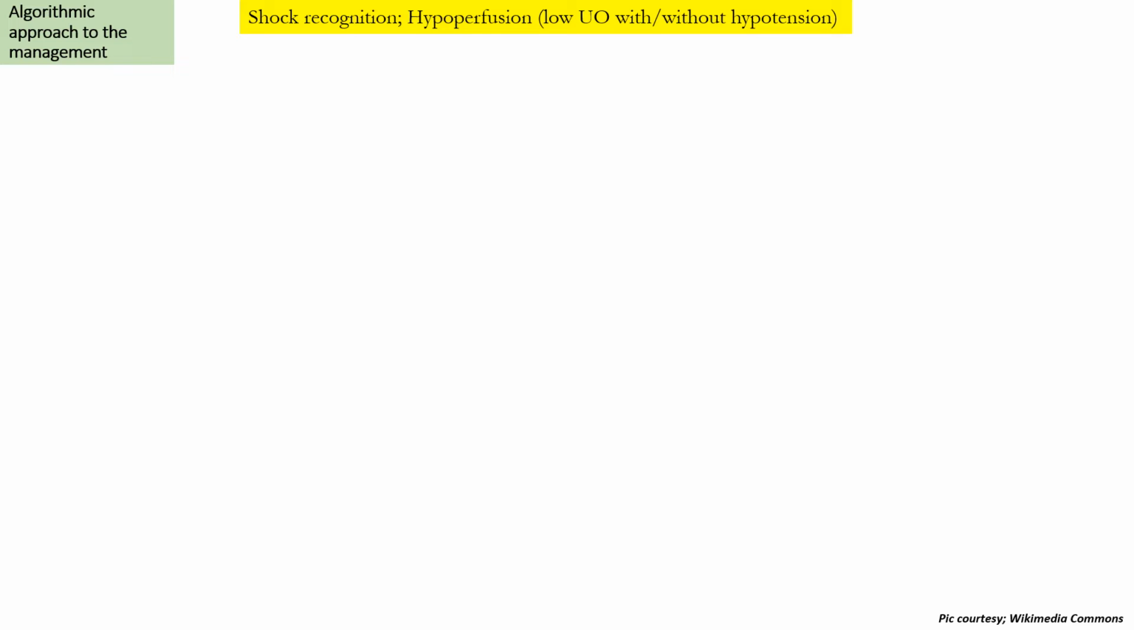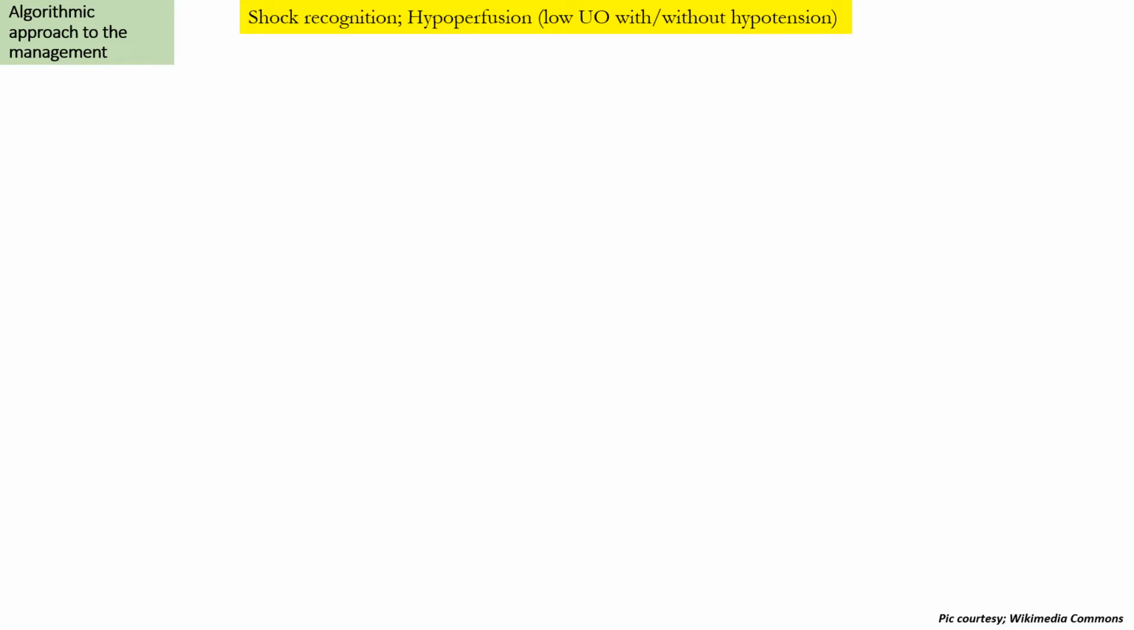So when you recognize a child having shock, that is the child having hypoperfusion, that is low urine output with or without hypotension, blood pressure is a late sign of shock. All the reflex mechanisms of the body try to maintain blood pressure to ensure circulation. So it is the last thing to fall down. So you must not recognize shock on the basis of blood pressure.